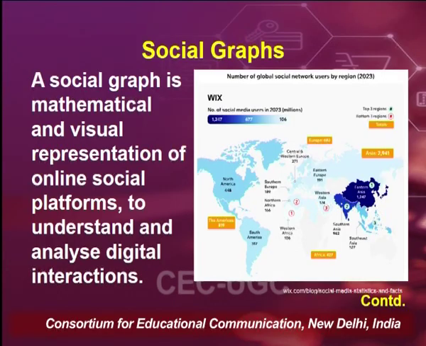Then comes this term, the social graphs. As of now you have got some idea that it is a kind of quantifiable measures that we can take out from the graph and use some visual representations to see how these online social platforms are performing, and they also have these kind of digital interactions with them.